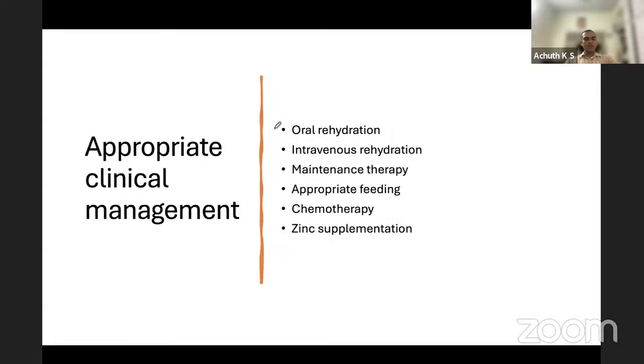Appropriate clinical management is one of the short term ones. Under this, we'll discuss oral rehydration, intravenous rehydration, maintenance therapy, appropriate feeding, what treatment is given, and zinc, what is the importance of zinc supplementation.